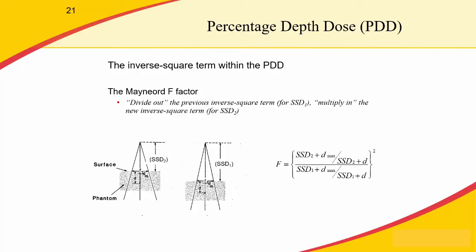To correct the PDD so that it can be used at a new SSD value, we use what's known as the Maynard F factor. And like I said, this factor is used to divide out the previous inverse square term, so that's what's built into the PDD at the time of calibration. And then we multiply in the new inverse square term that reflects what it would be for the new SSD that you're using for today's treatment.